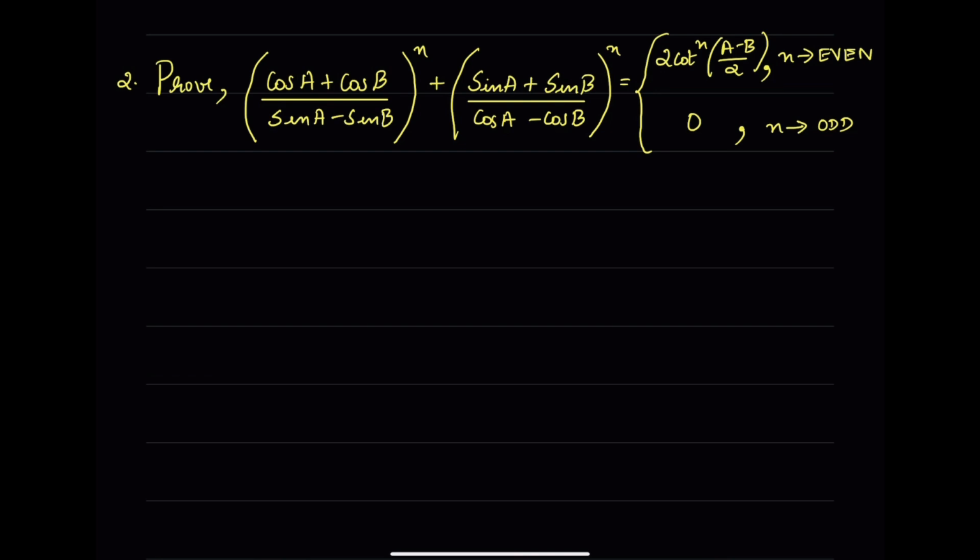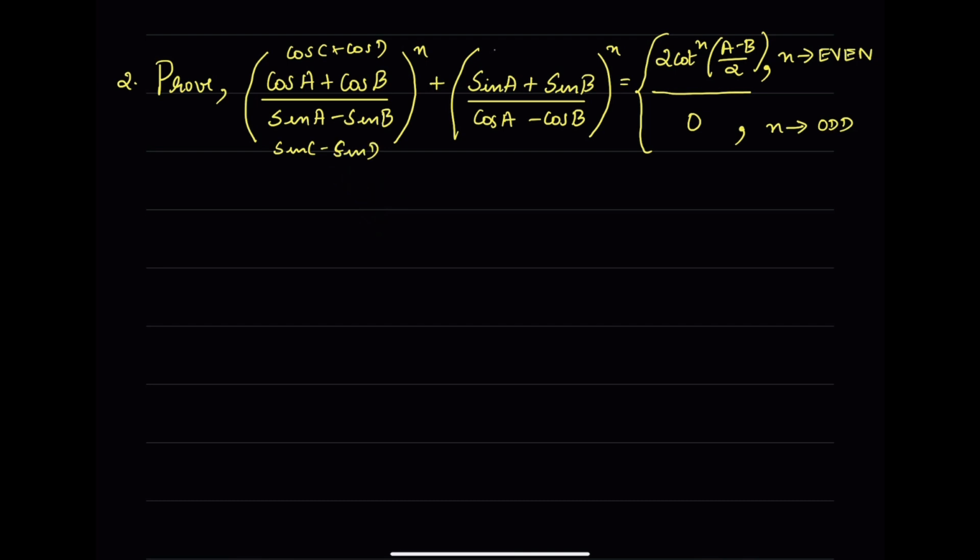Here we have to prove that cos a plus cos b divided by sin a minus sin b, the whole power n, plus sin a plus sin b by cos a minus cos b, whole power n, is equal to 2 times cot of a minus b by 2 to the power n when n is even, and equal to 0 when n is odd. So let's see how we can solve this. Here we see that it is of the format cos C plus cos D, and the denominator is sin C minus sin D.